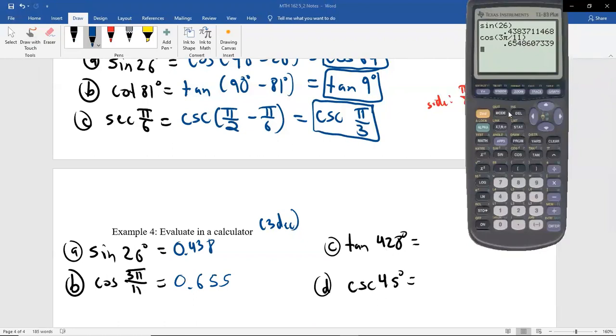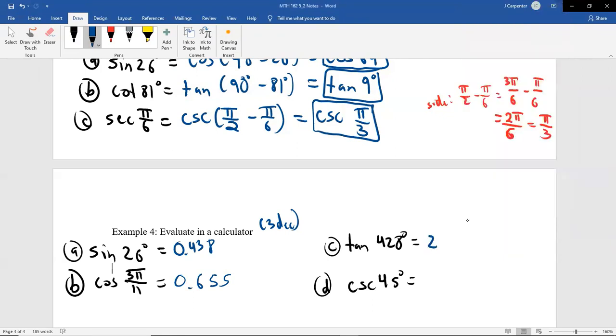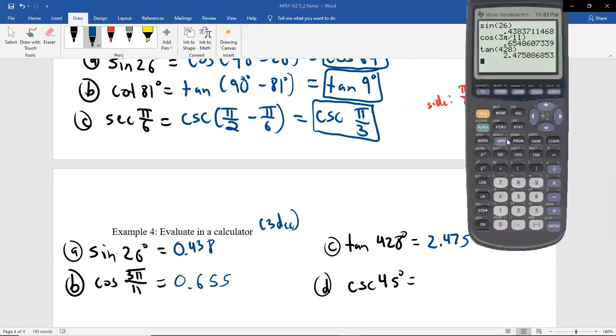These last two are in degrees, so I won't have to check the mode after this, but I do need to switch it back to degrees for now, so I can quit. Tangent of 428, so this has gone a little more than a full circle. It does have an equivalent angle, a coterminal angle, but we're not worried about it. Every angle has a coterminal angle. So we get 2.475 when rounded to the nearest thousandth. And then cosecant of 45 degrees.